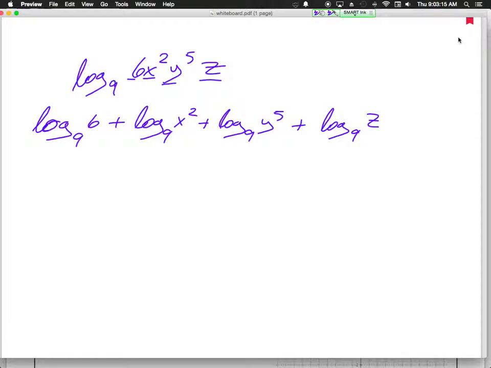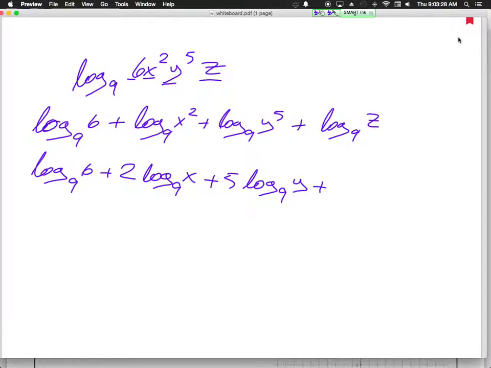So the only ones that have exponents are the 2 in the middle. So I have log base 9 of 6 plus 2 log base 9 of x plus 5 log base 9 of y plus log base 9 of z. And that is what it's looking for.